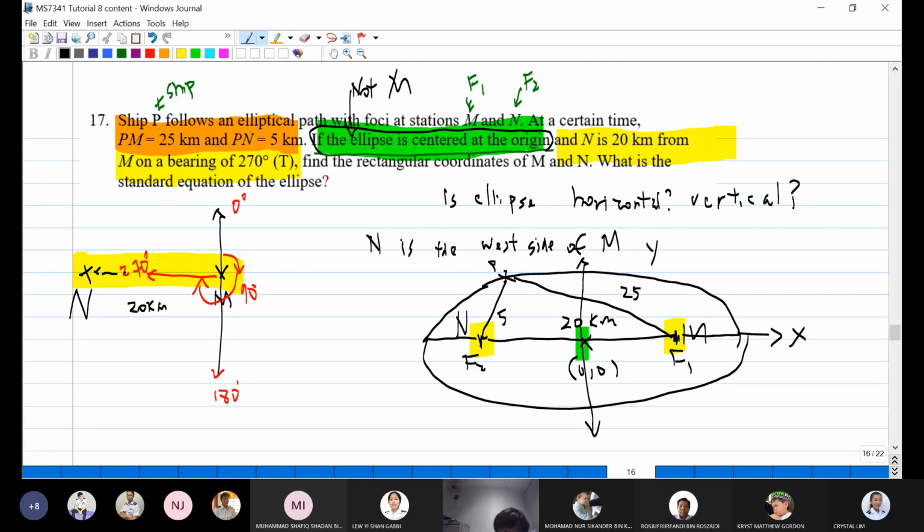So you have the sheet here. The sheet is P now. So PM is 25, PN is 5. So this is the orange information now. This information is very important because of the property of the ellipse. We know that PM plus PN, when you add them up, is equal to a constant. What is this constant? This constant is 2A.